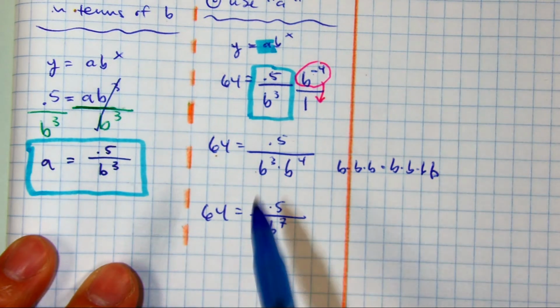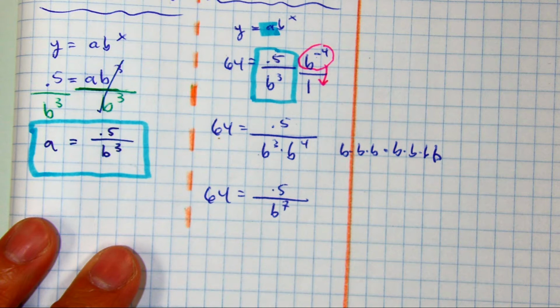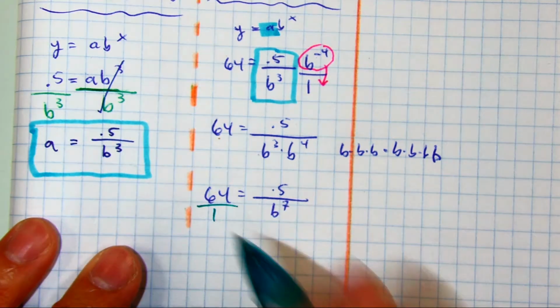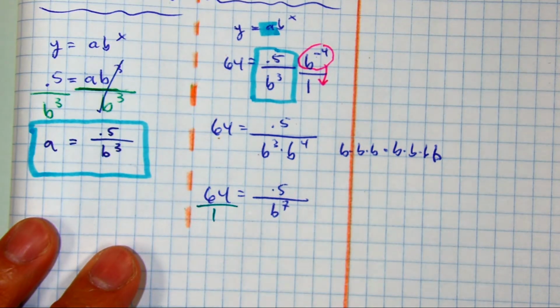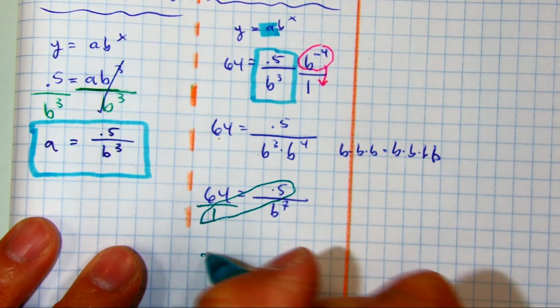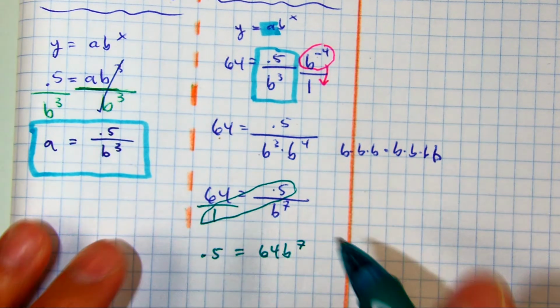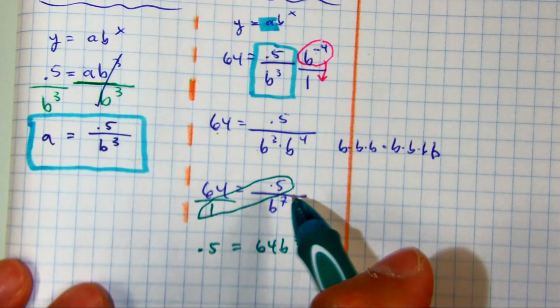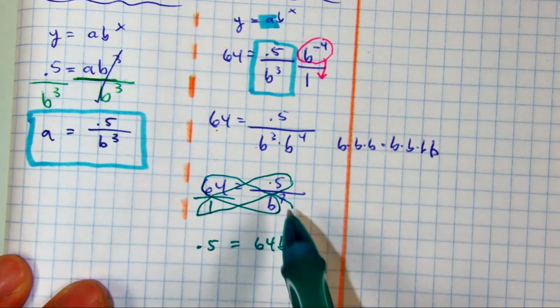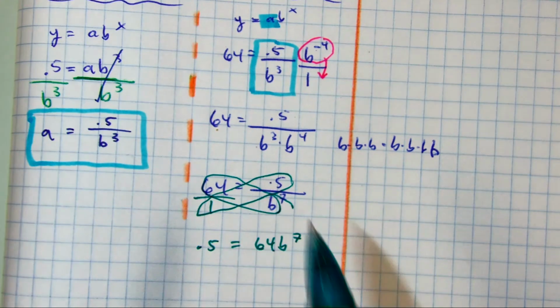I see a proportion. How do you make this a fraction? Put over 1. To solve proportions, I can cross multiply. And this is 64 times B to the 7th. Remember, cross multiplying just saves you a step. Essentially what I'm doing is multiplying both sides by B to the 7th power and then dividing the other side by 64.